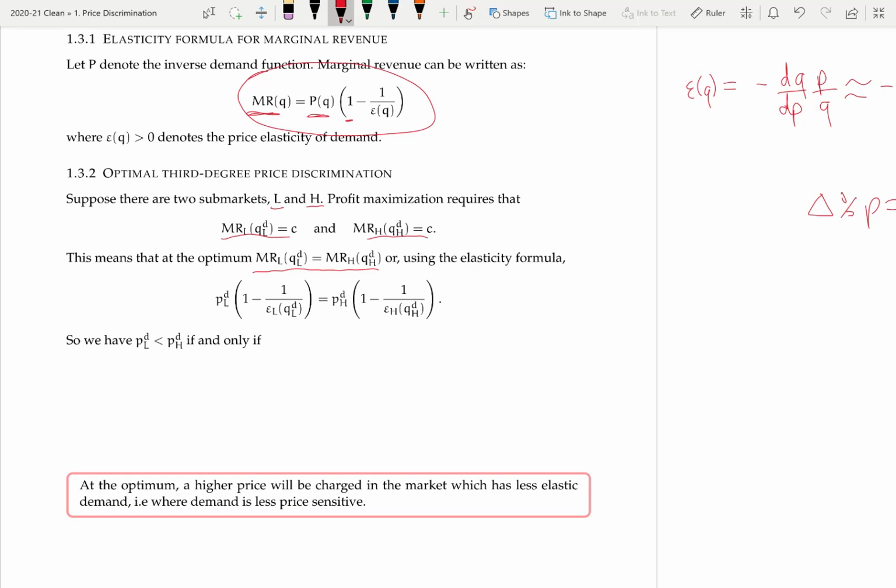Now let's see what that implies about the optimal price and how it relates to the elasticity of demand. So when specifically is the price in market L, the low demand market, going to be less than the price in market H? So let's suppose the price in market L is less than the price in market H. When is that going to be true? Well, if this number here is less than that number, then this number must be more than that number. Otherwise, these two things would not be equal. So it must be that this inequality holds. The thing in the bracket here is bigger than the thing in the bracket here because this is smaller than that. Now let's rearrange this inequality.